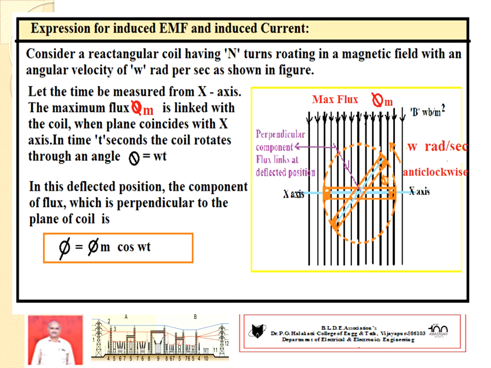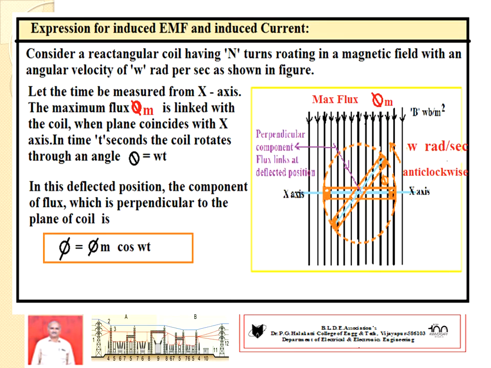Consider a rectangular coil having N turns placed in a magnetic field, rotating with an angular velocity of omega radians per second, as shown in the figure. When the coil is in the plane of the x-axis, it is treated as the zero or original position. From this position, the coil starts rotating. So when the coil is in the plane of the x-axis, theta becomes 0.